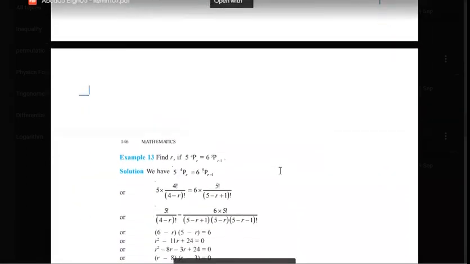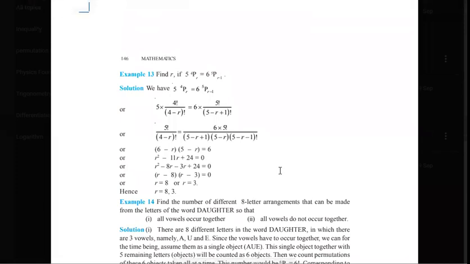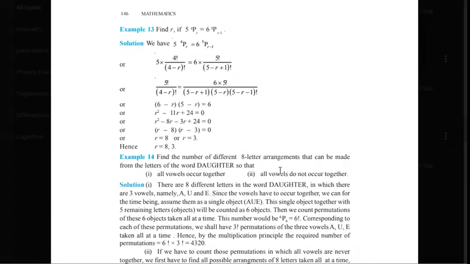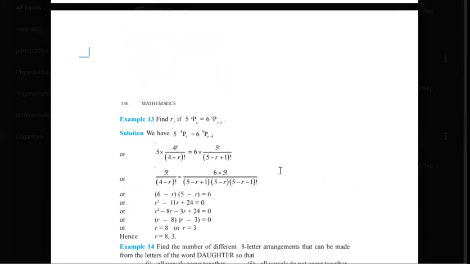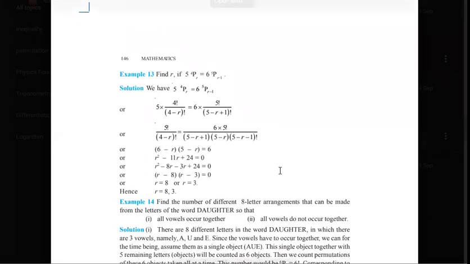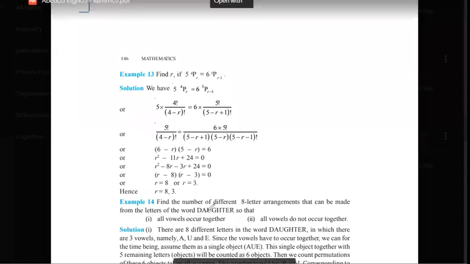Okay, so question 15 you can also do. Now see, this is question 14, right? Question 14 is special case 2. I'll explain question 14. So it is special case 2.